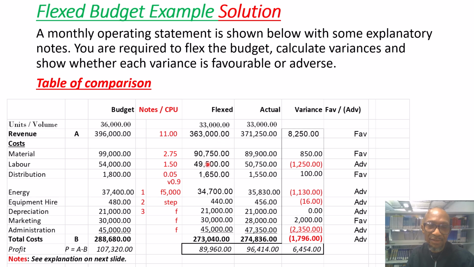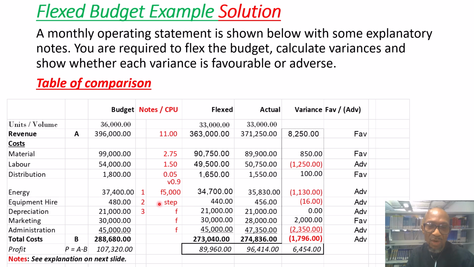For the material cost, it will now be 33,000 times 2.7 pounds per unit. That's how we got the 90,750. The next one, labor, is 33,000 times 1.5, which gives us 49,500. That's how we derive all the flex budget for the actual level of performance.